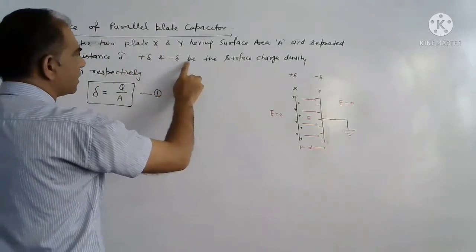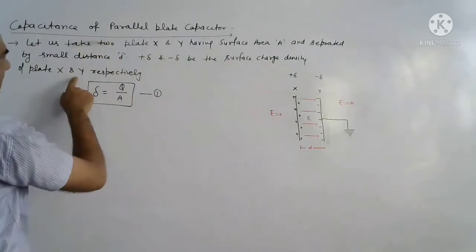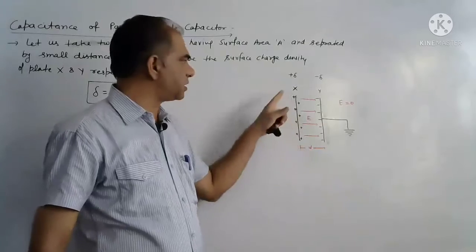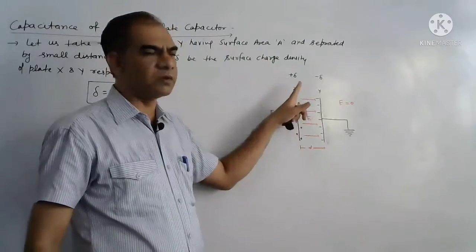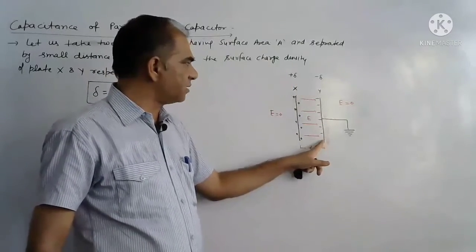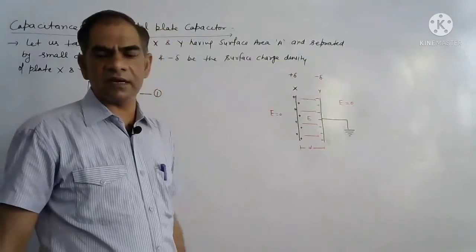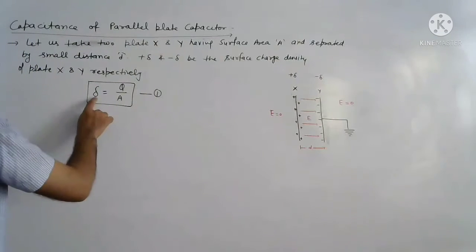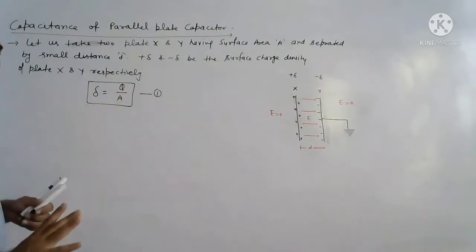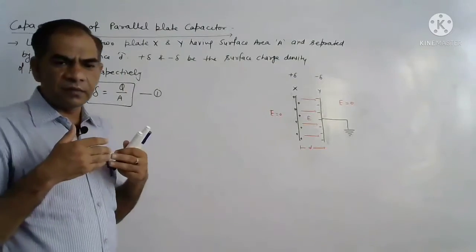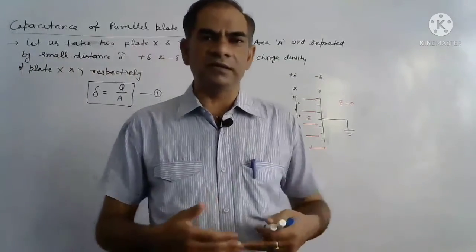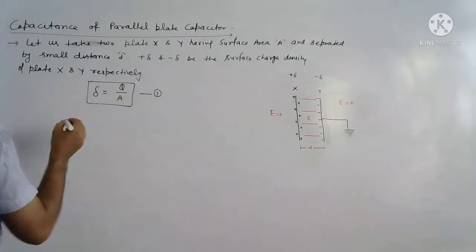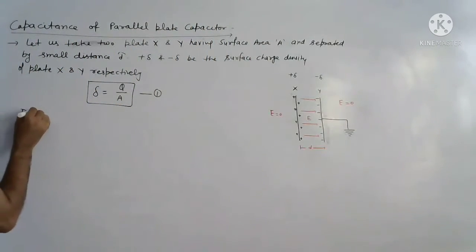Positive sigma and negative sigma are the surface charge densities of plates X and Y respectively. Plate X has positive charge, so its surface charge density has a positive sign. Due to the presence of negative charge, plate Y has surface charge density in the negative sense. We know very well that surface charge density is charge per unit area.